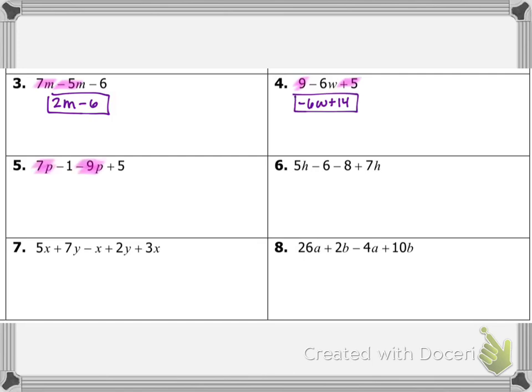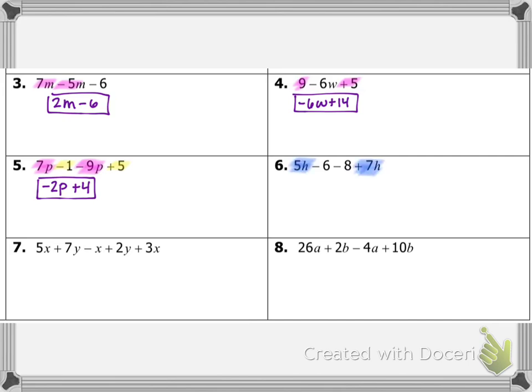All right, number 5, we have a 7p and a negative 9p. So 7 minus 9 is negative 2p, right? And then we have a negative 1 plus 5. So negative 1 plus 5 is a positive 4.